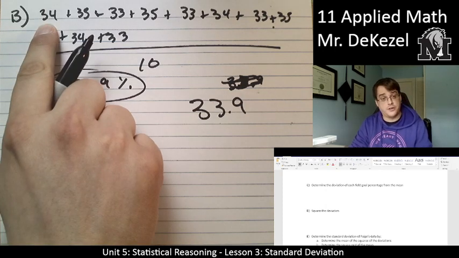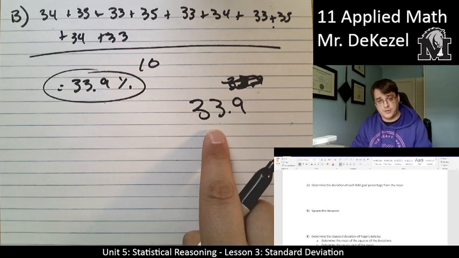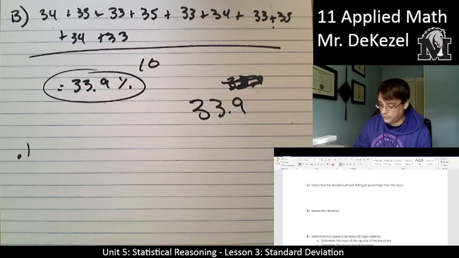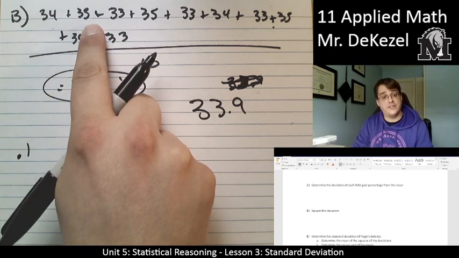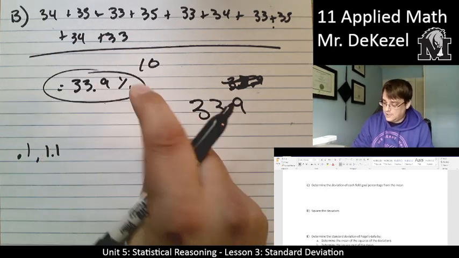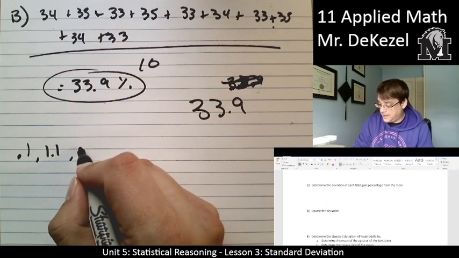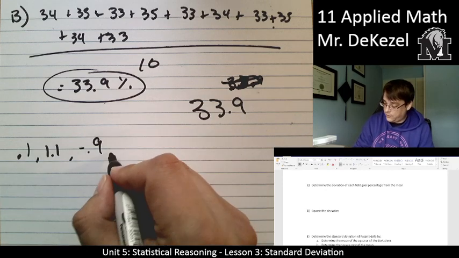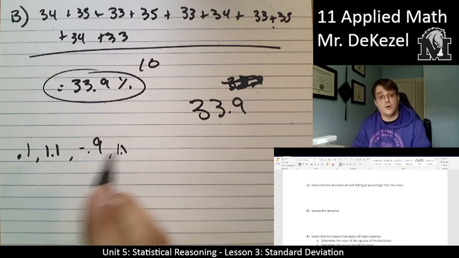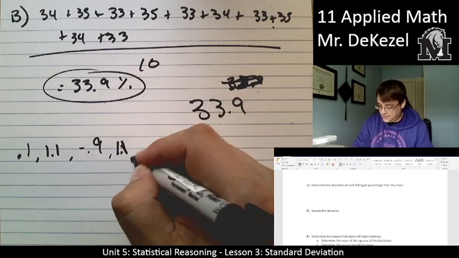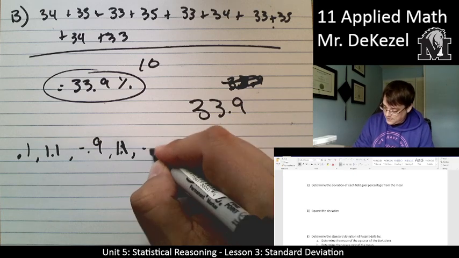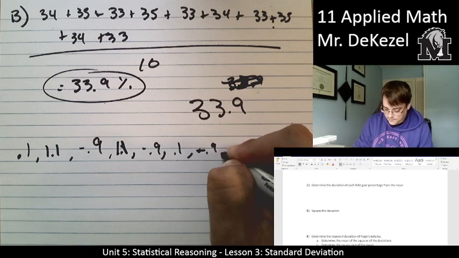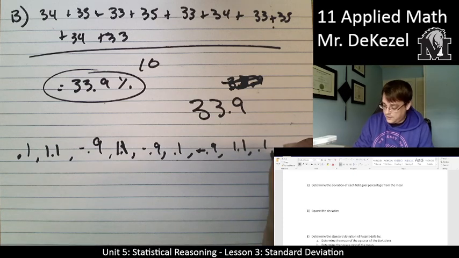So the first one, 34, deviates from the mean of 33.9 by 0.1. I'm just going to line them up here. First one deviates by 0.1. The second one, 35, deviates by 1.1. Third one deviates again, by negative 0.9. The next one deviates by 1.1 again. And we can continue on like this to find all the deviations. Let's see, negative 0.9, 0.1, negative 0.9, 1.1, 0.1, and negative 0.9.